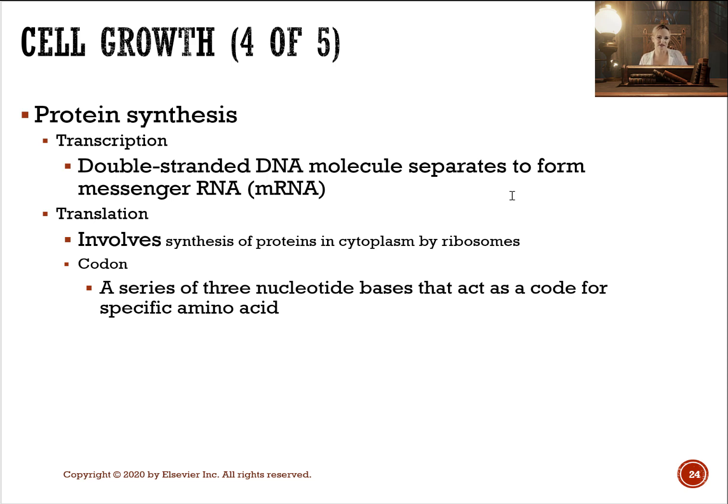So more about this protein synthesis, transcription and translation. What are we talking about? Well, in protein synthesis, transcription is when a double-stranded DNA molecule separates to form mRNA, messenger RNA. Translation involves synthesis of proteins in the cytoplasm by ribosomes. A codon is a series of 3 nucleotide bases that act as a code for a specific amino acid.